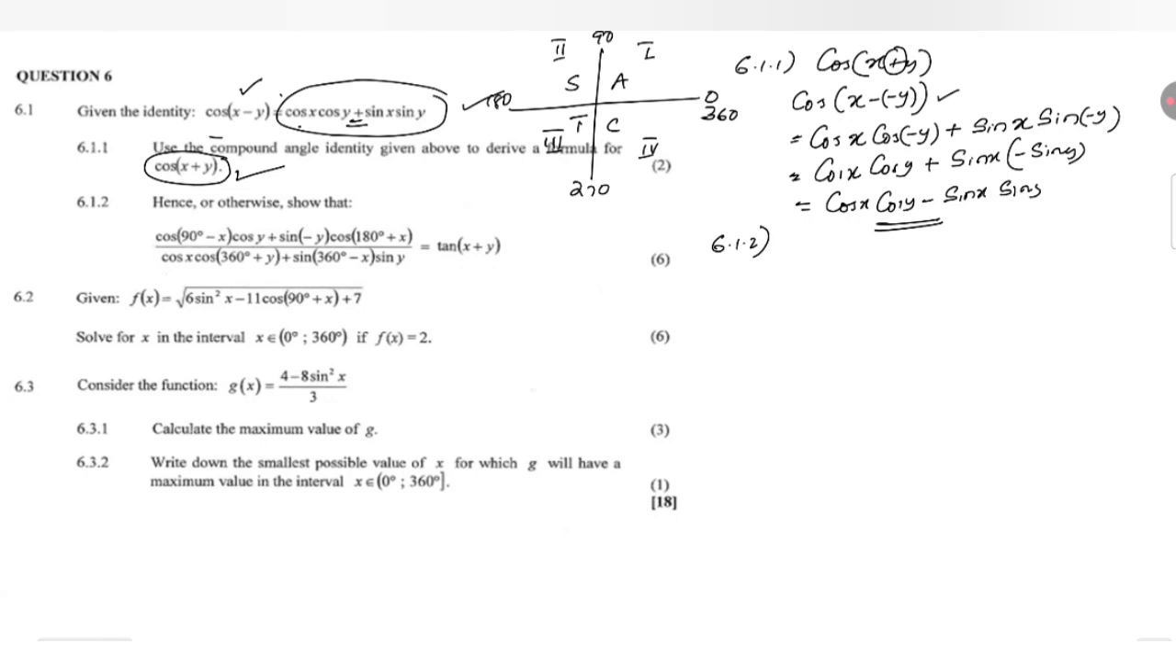Hence and otherwise show that this one is equal to tan(x + y). Look at the left hand side items. Somehow you have to get sine on the top and cos at the bottom. That sine and cos is going to be tan at the end. So you must know that tan theta is sine theta over cos theta. So I have to get sin(x + y) in the numerator and cos(x + y) in the denominator. I have to simplify.